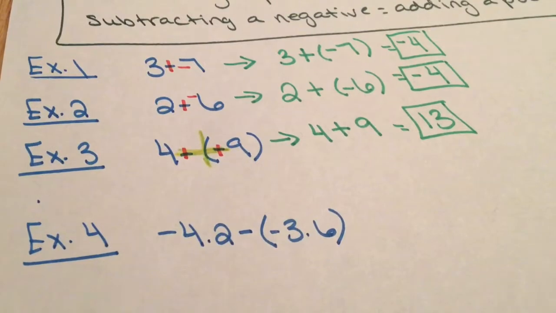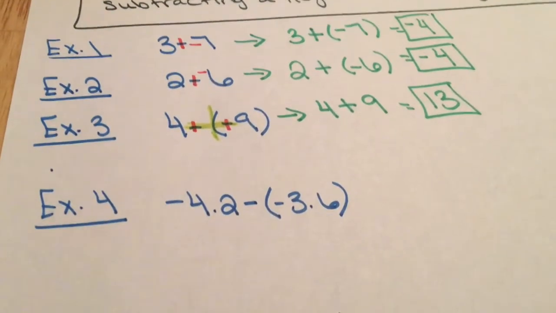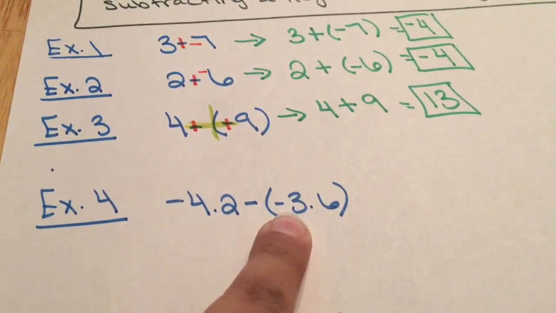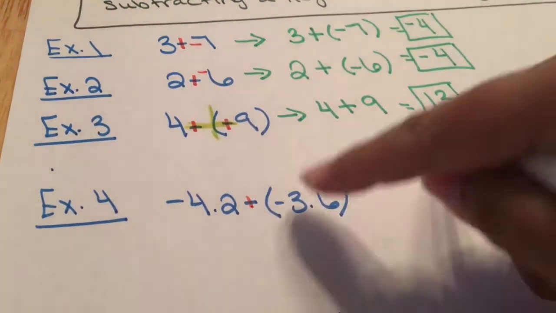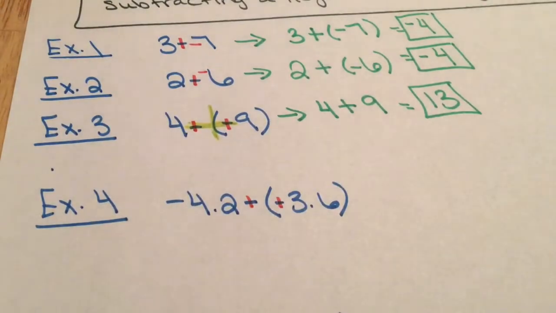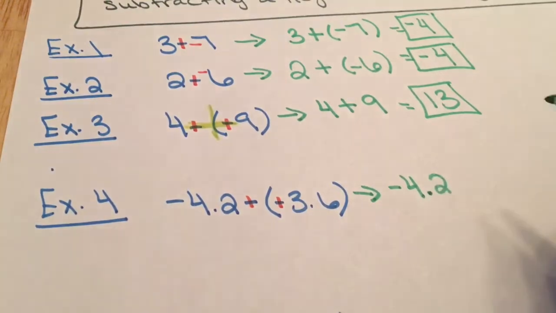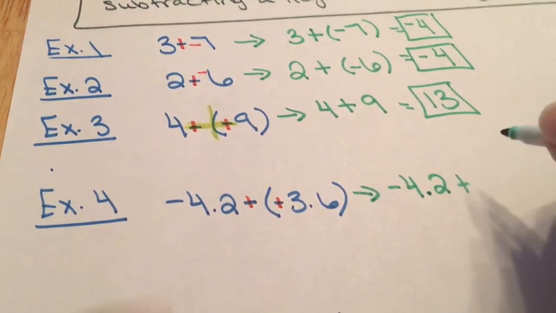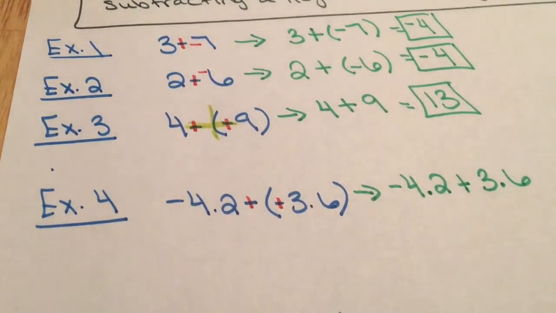Now we're getting into decimals. We're still going to follow the same procedure here. We have negative 4.2 minus a negative 3.6. So we were told earlier in our little box, subtracting a negative is the same as adding a positive. And we have to add the opposite of a number. So I can change the sign and what's behind, or I can remember that this is just going to be a negative 4.2, and then I'm going to add the opposite of a negative 3.6, which is a positive 3.6. So we've written the same thing.